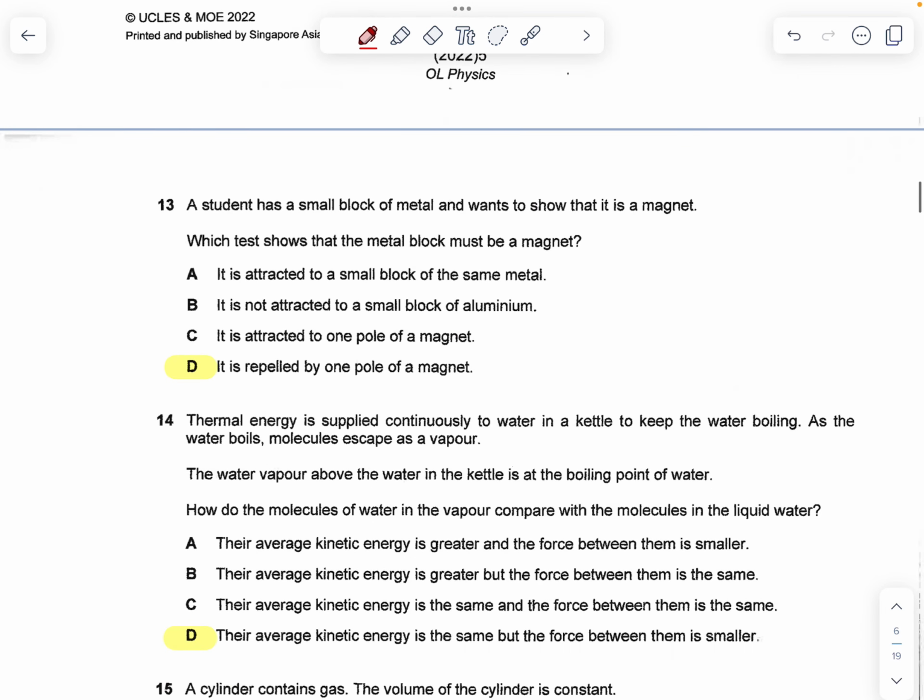Question 13. A student has a small block of metal and wants to show that it's a magnet. Which test shows that the metal block must be a magnet? To test for a magnet, the only test for a magnet is repulsion. So repulsion.